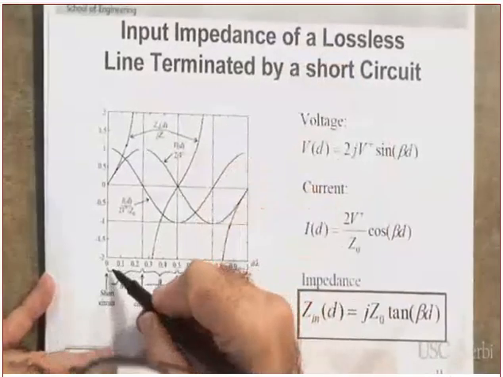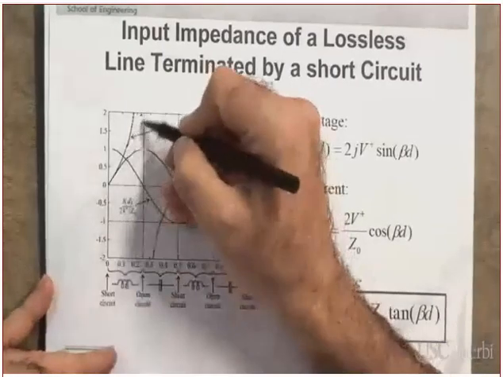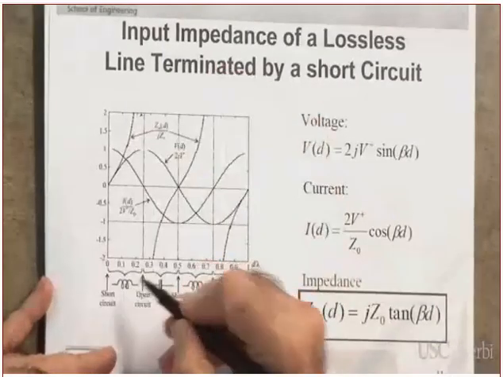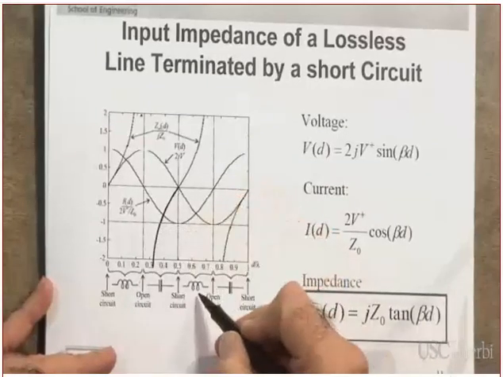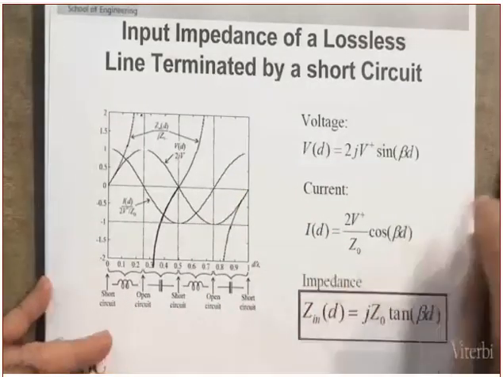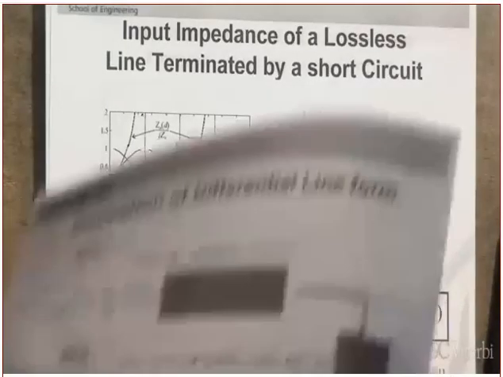Okay. Do you understand what this is? 0.1, 0.2. This one is 0.25, which means lambda over 4. Everything is scaled by lambda. This one is behaving as an inductor. In here, it is behaving as a capacitor. In here, inductor. In here, capacitor. Did you get this or not? Okay, good.